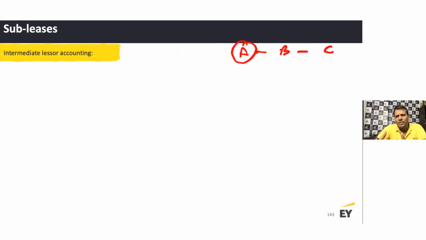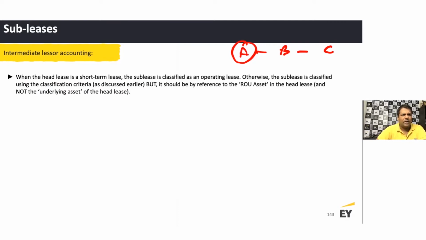C is very simple, like a lease asset he's taking, which is a single accounting model: you look at the right-of-use asset and liability. So C is sorted. The complexity is at B level, because B had taken the asset on lease and has decided to sublease it. So we have to look at B's accounting. When the head lease is a short-term lease, less than 12 months, the sublease is classified as an operating lease. Otherwise, the sublease is classified using the classification criteria, but referenced to the ROU asset in the head lease.